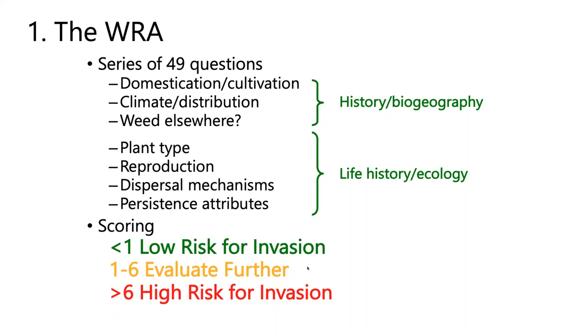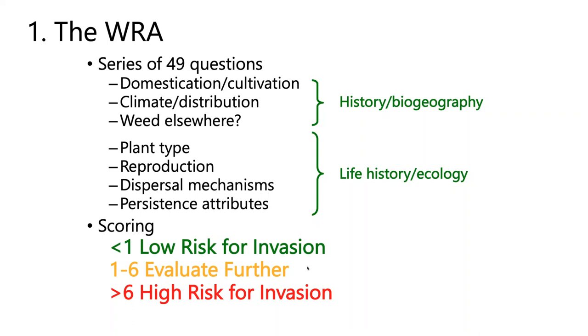And depending on how you answer the question, it gets a score. And typically those scores run from a negative one to a positive one. But there are a few questions like, is it a known environmental weed elsewhere? That one actually gets weighted a little higher. So that question might get a 4.